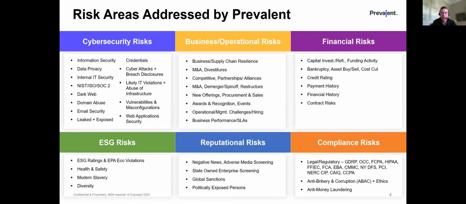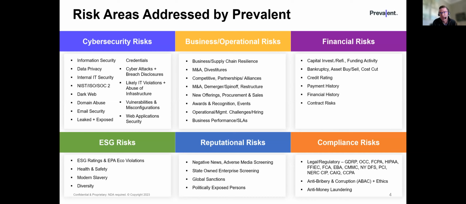We address multiple different risk areas in the Prevalent platform. We've categorized them here into these 6 buckets. These are by no means comprehensive, but it's what I could fit on a slide. But cybersecurity, operational, financial, ESG, reputational, and compliance risks. We either have a specific assessment in the platform with built-in remediation recommendations and reporting behind it, or we consume a third-party risk feed that helps to populate your vendor profile and then augment an existing customer assessment as well in one of these particular domain areas.